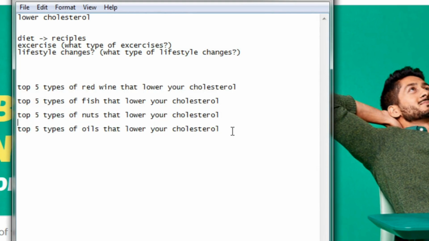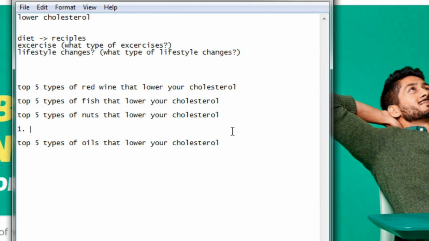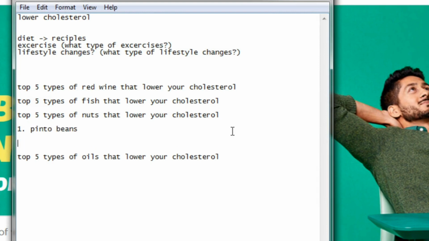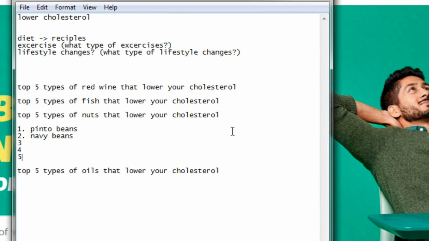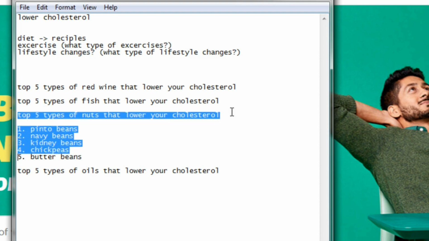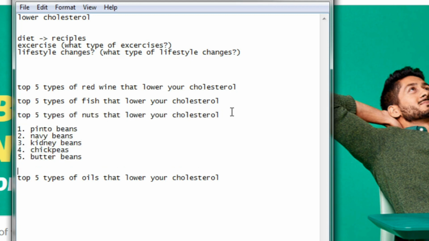So for example, going back to nuts, we have number 1, pinto beans. Number 2, navy beans. Number 3, 4, 5. So all we need is 3 more, which we have: kidney beans, chickpeas, and butter beans. So all you have to do is simply hand this to an article writer and say, hey, I want you to write an article on the top 5 types of nuts that lower your cholesterol. And I want you to cover the what and the whys.